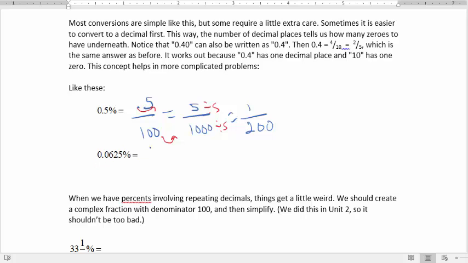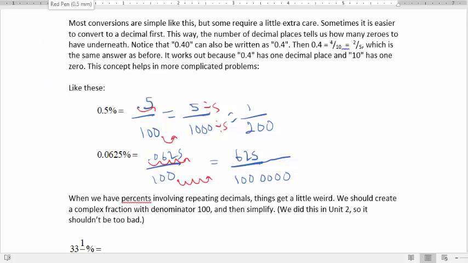And then similarly here, 0.0625% would be 0.0625 over 100. Now this one I got to move a bunch of spaces, right? So I had to move 1, 2, 3, 4 places to the right. So I would end up with 625 over 100 with 1, 2, 3, 4 extra zeros. So that's actually a million. So this is actually 625 over a million.